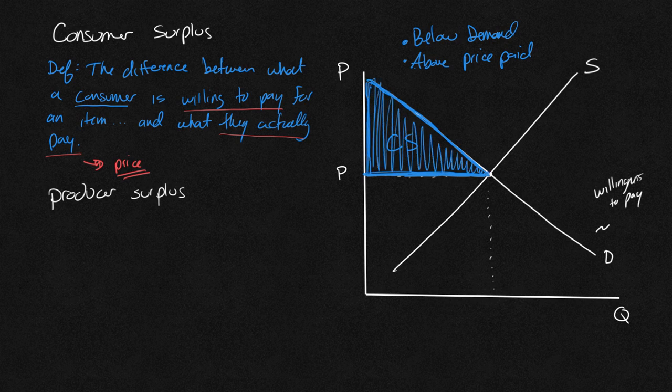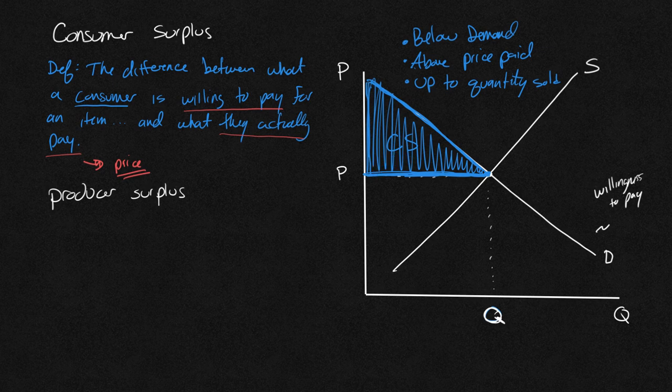But notice it's going to stop at the quantity that ends up being produced in the market. So we're going to say it's below the demand, above the price, but then it's only up to the quantity, only up to the quantity that's actually sold. That's how you find the consumer surplus graphically.